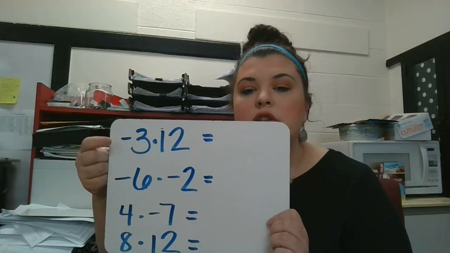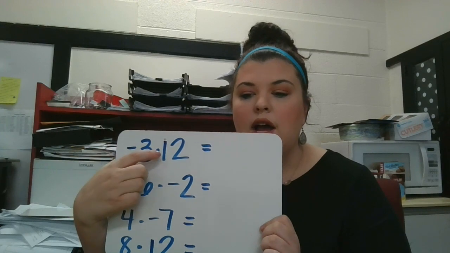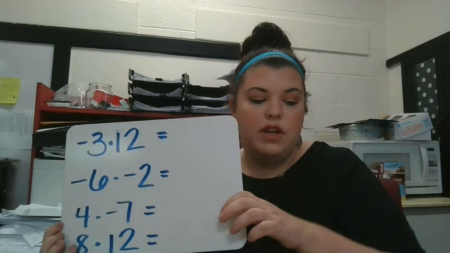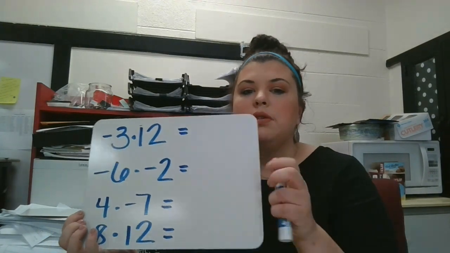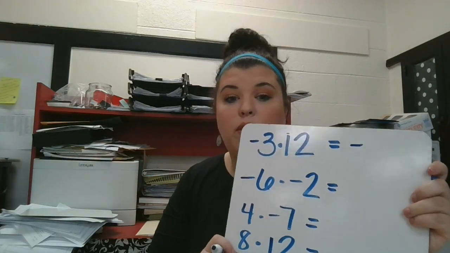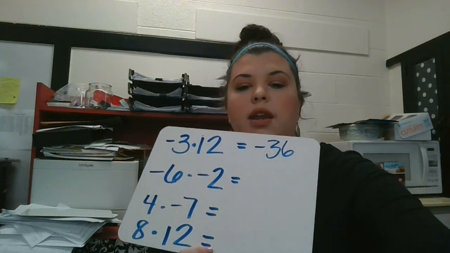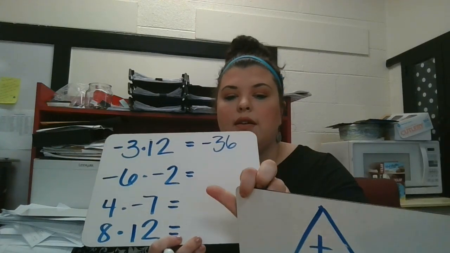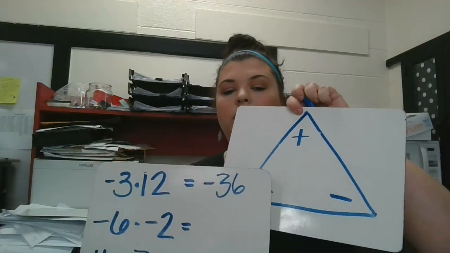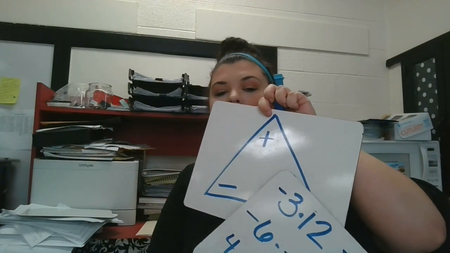So let's do a few multiplying examples. So negative 3 times positive 12. If I use my triangle method, it's a negative times a positive, so left over would be negative. And then we multiply like normal. 3 times 12 is 36. Okay, a negative times a negative equals, well, I cover up a negative and I cover up a negative, so it's a positive. So positive 12.